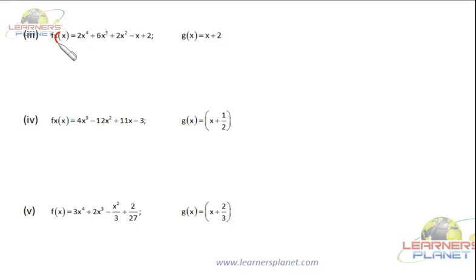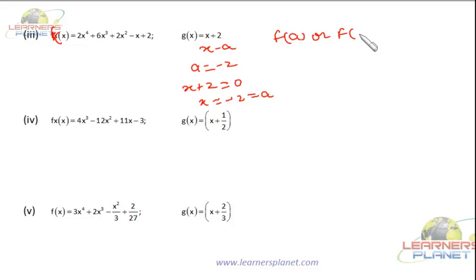It's f(x) is 2x to the power 4 plus 6x cube plus 2x squared minus x plus 2, and we have to find the remainder when f(x) is divided by g(x). Further, we will be using the remainder theorem. Let's get the value of a. It's x minus a, that means a is equal to minus 2, or we can say x plus 2 is 0, that means x is equal to minus 2, which is a. So what we have to calculate? We have to calculate f(a), or I can say f(minus 2). So just put the value of x as minus 2 in this expression.